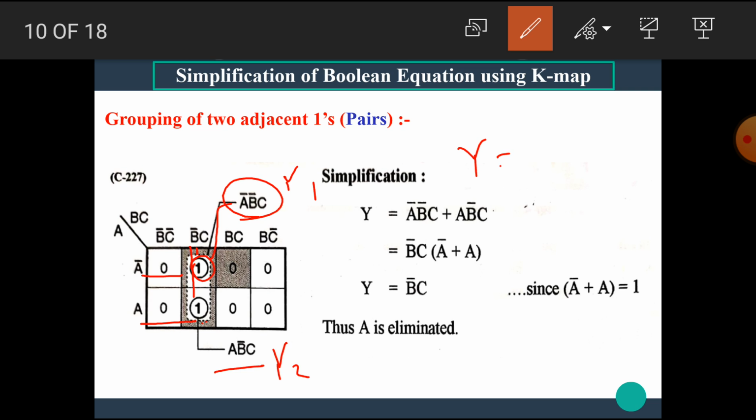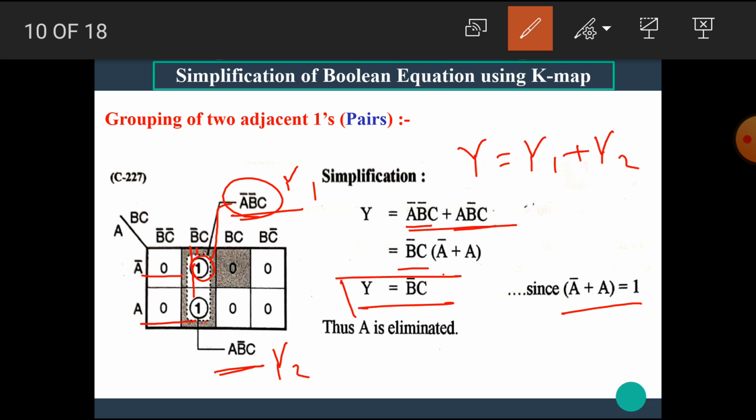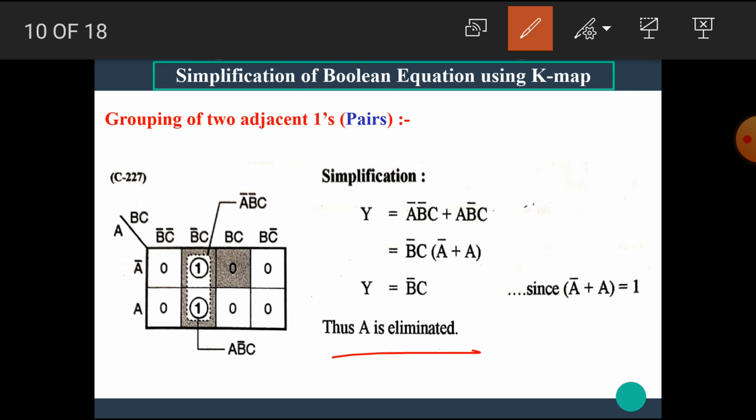We get here y equal to y1 plus y2. That means a bar b bar c plus a b bar c. In both the terms we get b bar c common here, hence in bracket a bar plus a, but we know that a bar plus a equal to 1, hence we get here y equal to b bar c. Here a is eliminated. I hope you all understand how to simplify the Kmap.